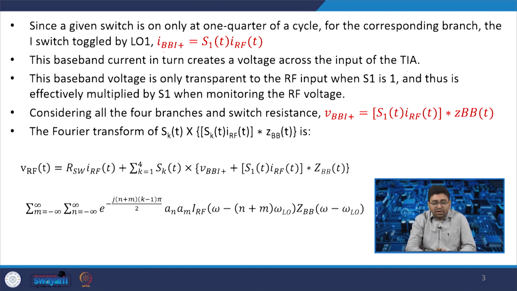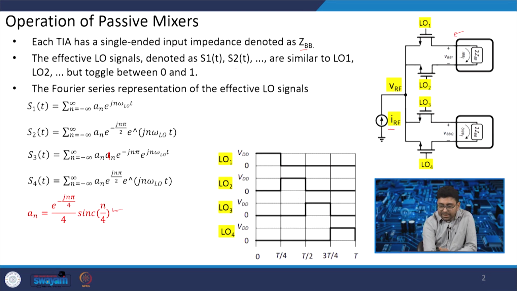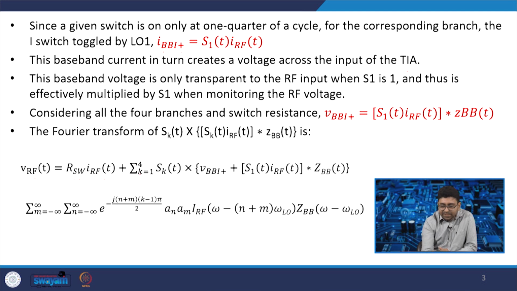Now, if we consider all the 4 branches and the switch resistance, we can write V_BB I plus, which is equal to S1(t) I_RF times Z_BB(t). Now, V_RF(t) we can write as R switch times I_RF, if we are interested to see what the V_RF is at this place, plus the combination of all of these, S_k(t) where k is equal to 1 to 4, which is for each cycle LO1, LO2, LO3 and LO4, S_k(t) times V_BB I plus S1(t) I_RF times Z_BB(t). So, this is V_RF(t).